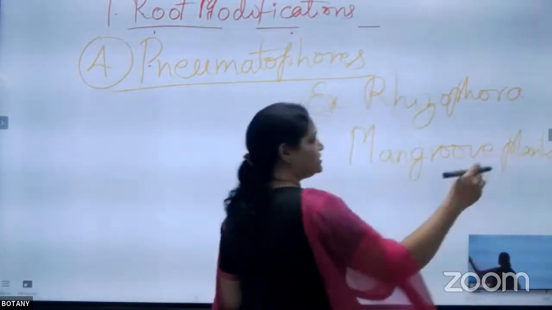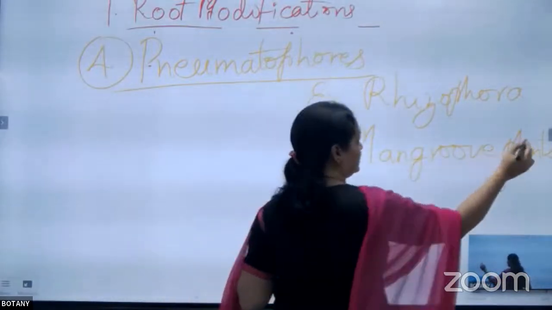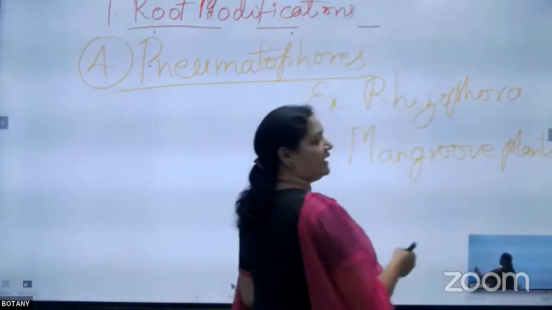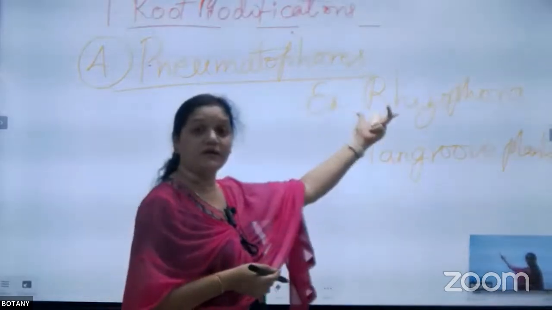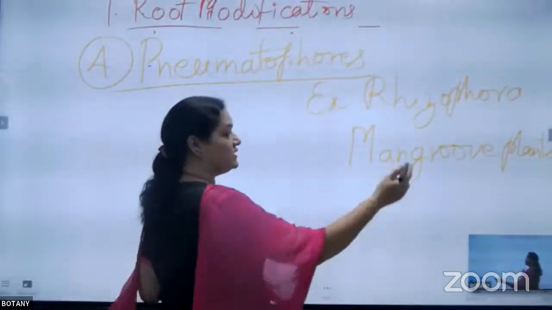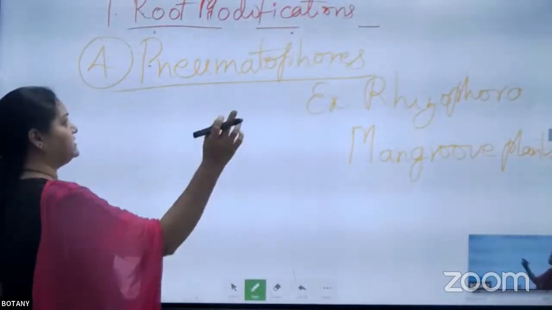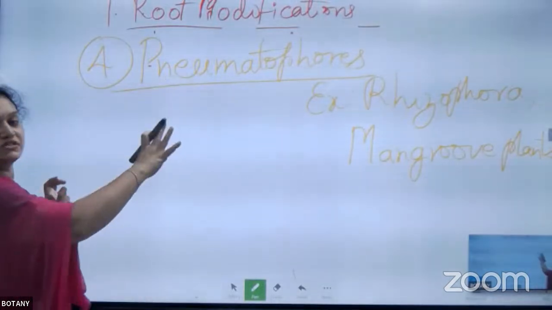Mangrove plants. This also we can say, otherwise the Rhizophora also we can say. This is one of the mangrove plants. If there is a problem in remembering the spelling of this example, then we can say very easily, mangrove plants. Simply we can say mangrove plants. So in this, how are the roots arising?